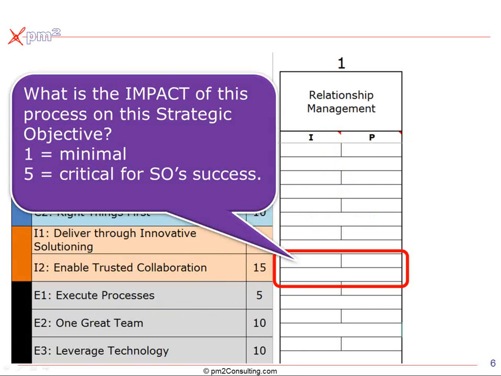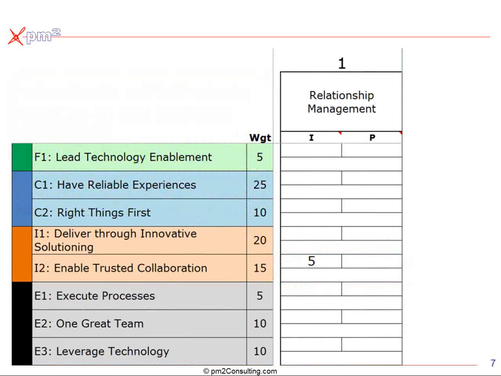we're going to use a 1 to 5 scale, where 1 says the process has a minimal impact on that strategic objective, all the way up to 5, and that is the process is critical for that strategic objective's success. In other words, if that process completely failed, we would not be able to achieve that strategic objective. In this example, the client gave it a score of 5.